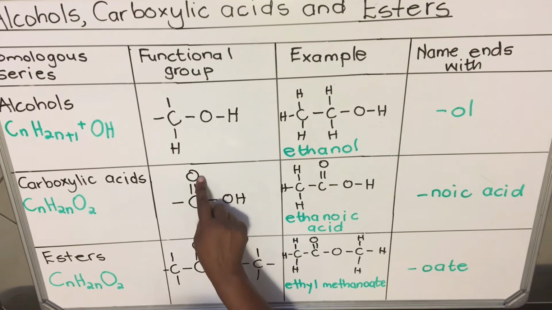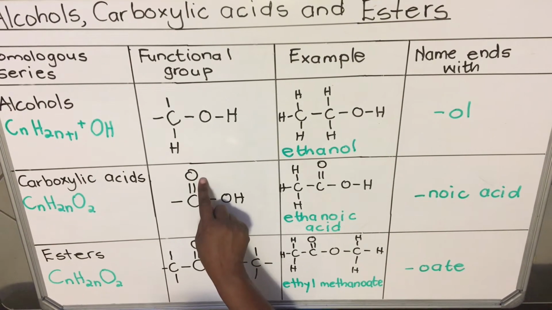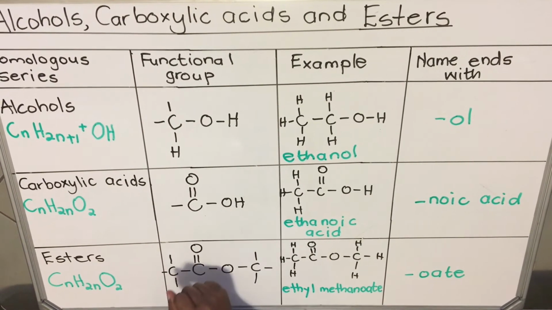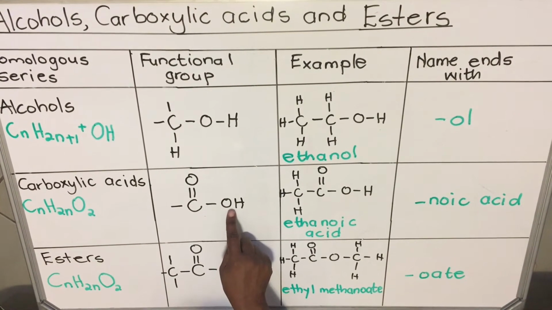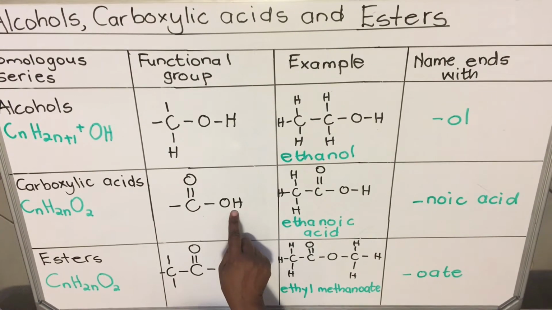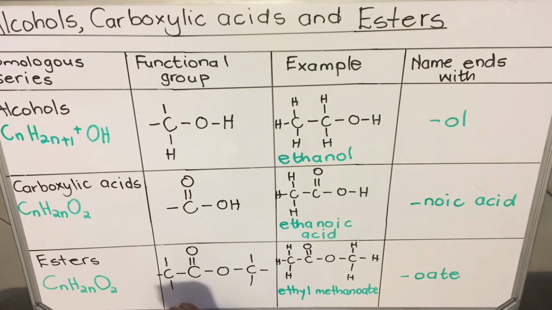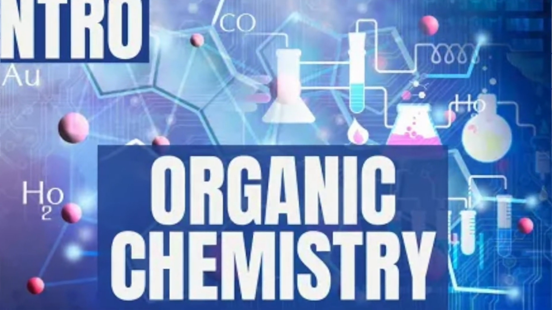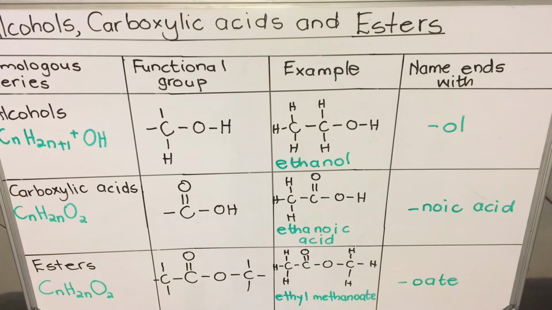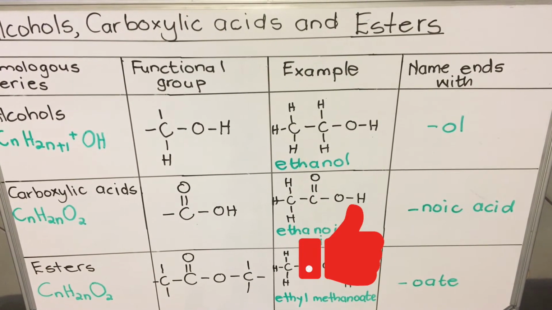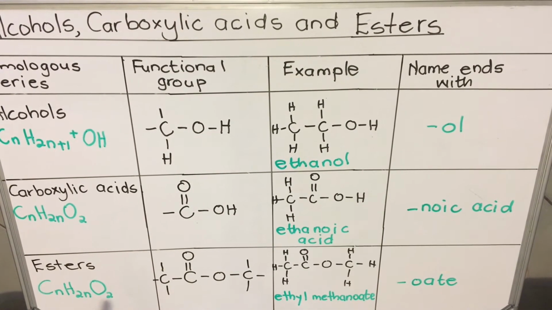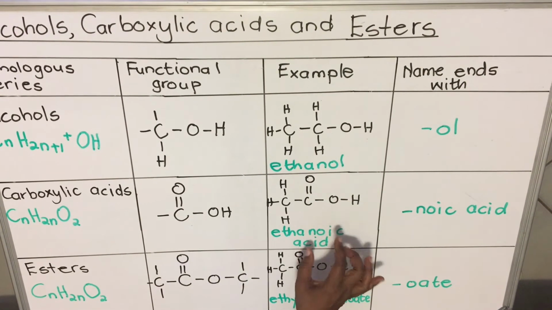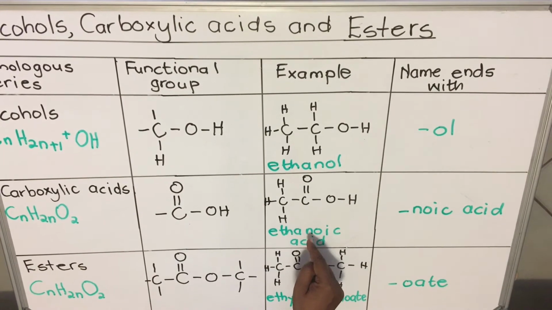It will have a double bond with the oxygen. The double bond is a carbonyl group. When they talk about the carbonyl group, they're talking about the carbon that has a double bond with oxygen. And this is a hydroxyl group. It's an OH. So this is the functional group of the carboxylic acid. You remember in our first video, when we were starting with organic chemistry, we were explaining that a functional group is that part of the molecule that tells you in which homologous series it belongs. So here is an example of a carboxylic acid.